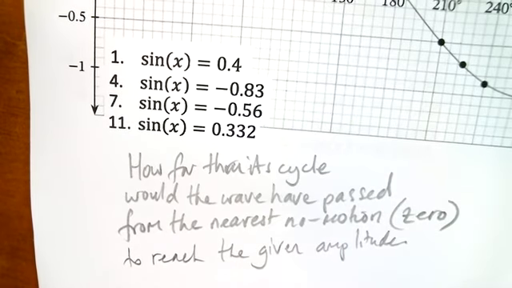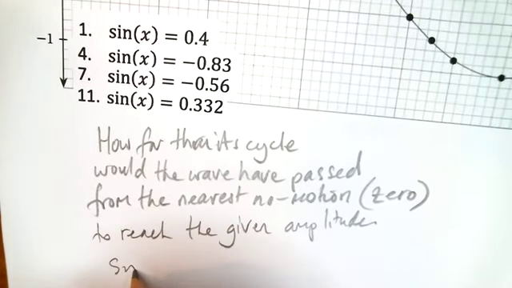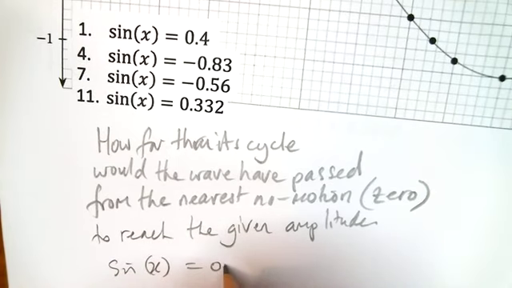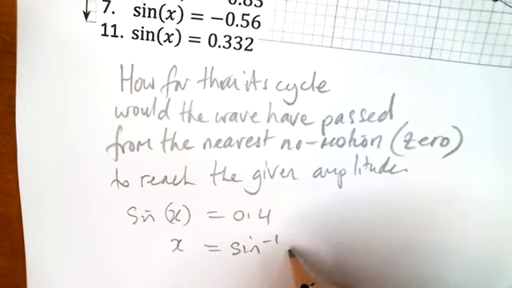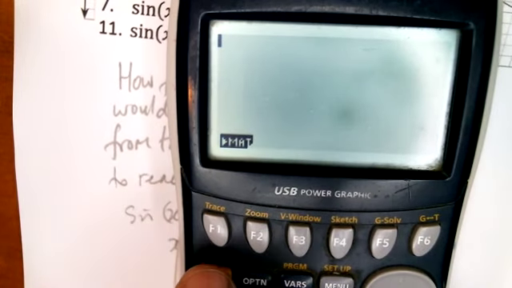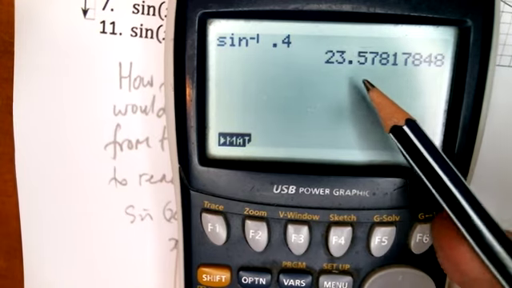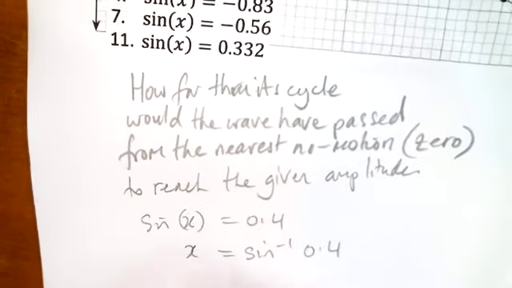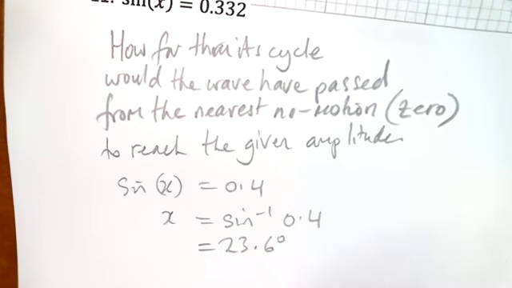So here we go. We've got sine x is 0.4. To find that, we could just go sine x is equal to 0.4, so x must be the arcsine of 0.4. Let's go ahead and do that. The arcsine of 0.4, here it is, 23.6 degrees. And there's my answer.